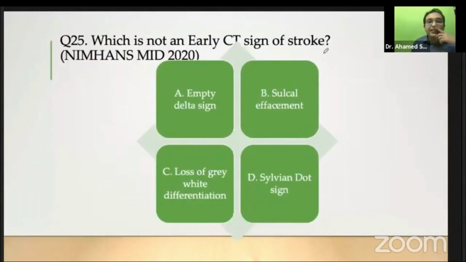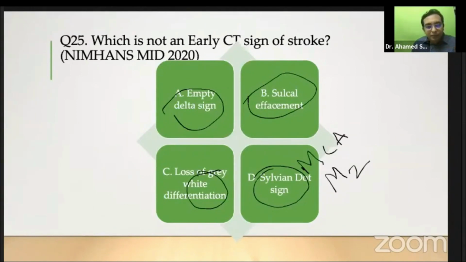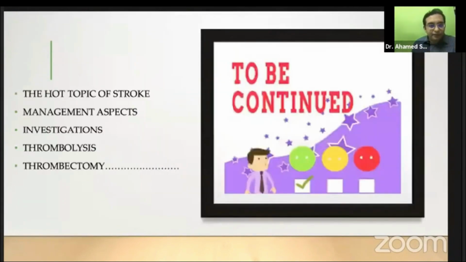So which is not an early CT sign of stroke? It's a comparatively easy question which was asked in the last exam. Whether it's empty delta sign, sulcal effacement, loss of gray white differentiation, or Sylvian dot sign. Sylvian dot sign is otherwise our MCA dot sign, which is occurring due to the M2 thromboembolism. Sulcal effacement we have described. Empty delta sign is actually seen in CVT. All must be aware, but most likely such questions could be asked further.